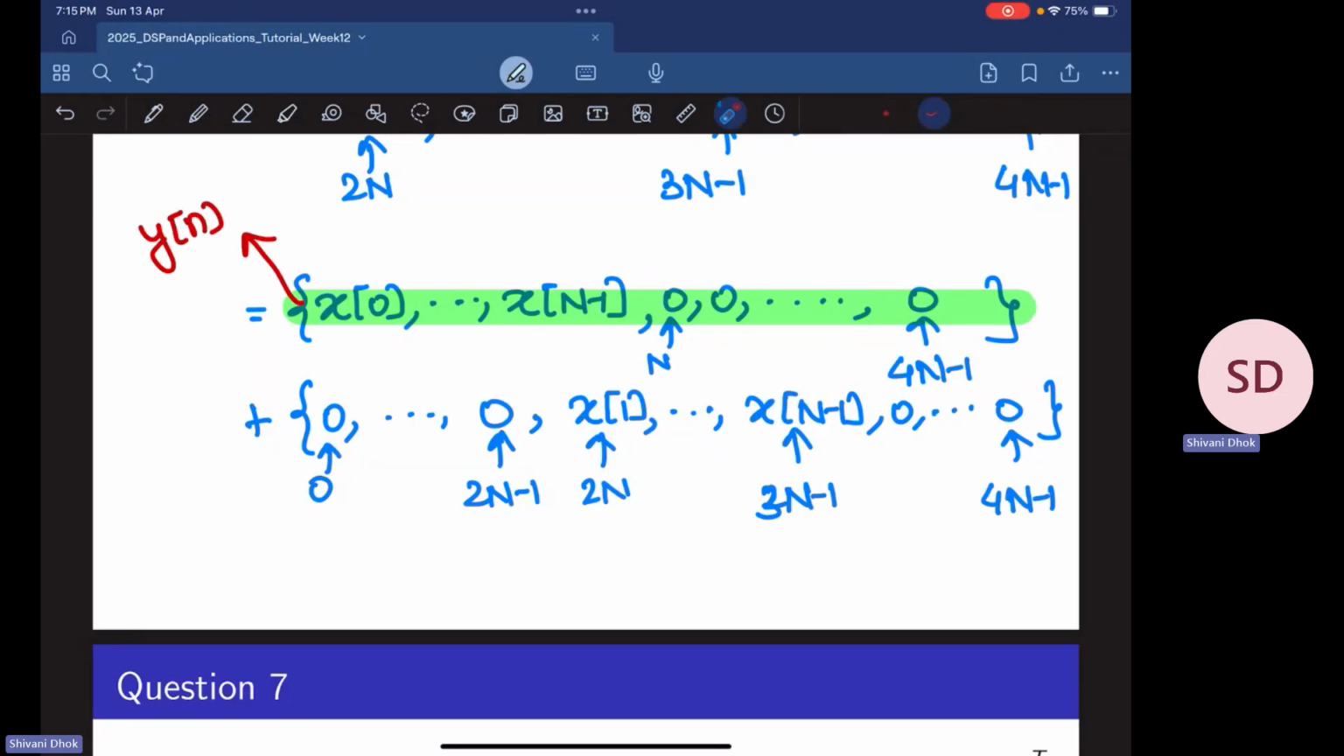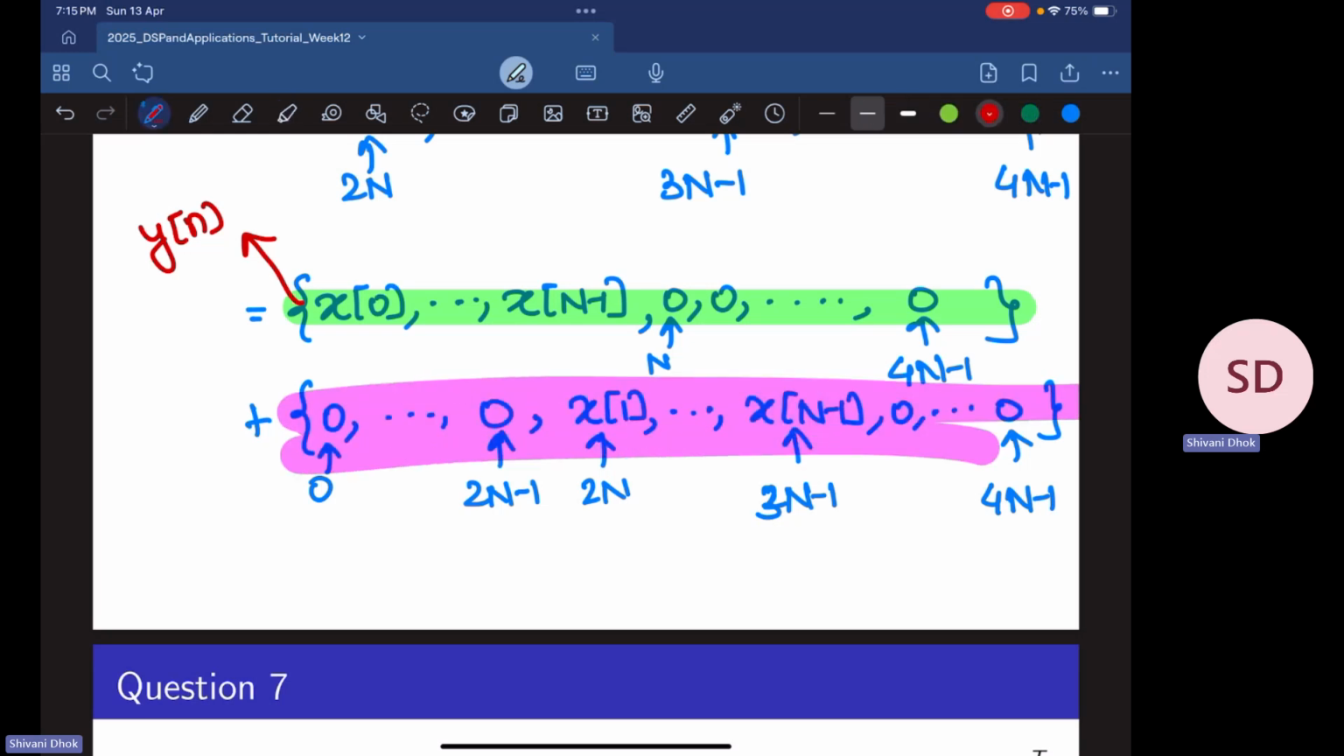Now this particular sequence is 0 everywhere otherwise. So this particular sequence is basically y of n if I shift it rightwards by a factor of 2N. So basically this sequence, which I just highlighted, is equal to y of n minus 2N.